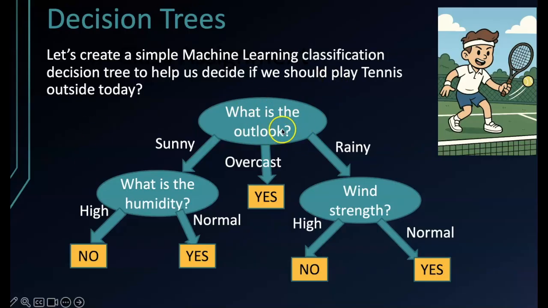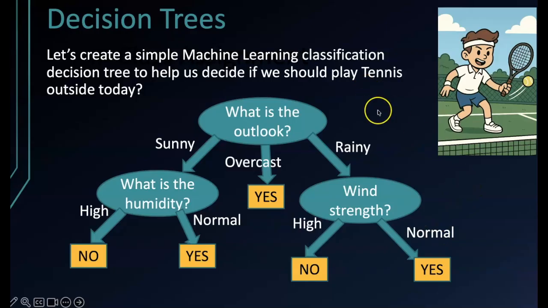What's the outlook? Well, if it's sunny, what's the humidity? If it's high humidity, no, we'll skip on tennis that day. If it was normal humidity, we'll play tennis. If it's rainy, it still depends on the wind strength. If it's high winds and rainy, no. If it's rainy but normal winds, then yes, we'll play tennis.